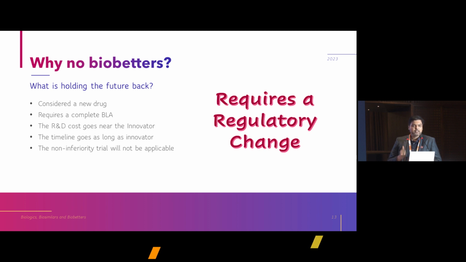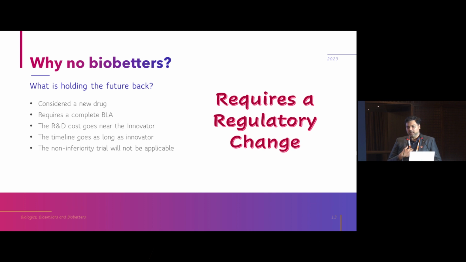Because it is considered to be a new drug. It won't have an abbreviated licensing protocol like a biosimilar. So again, the entire R&D. Even if the initial cost of developing a molecule comes down, the trial cost is the same, and that's why we need a regulatory change to get biosimilars.